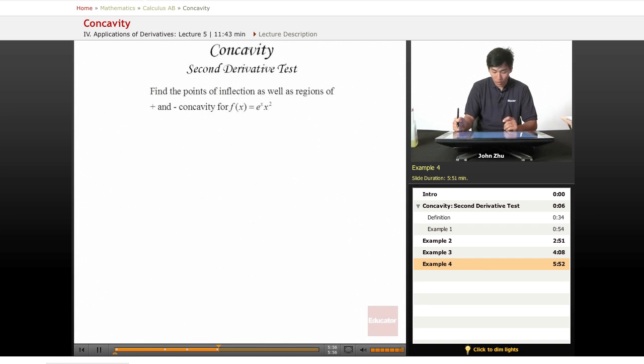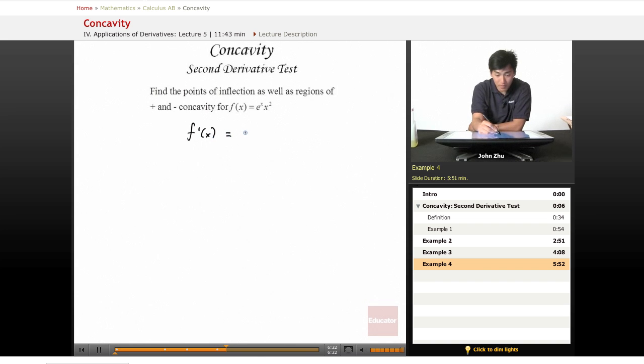For example, we're looking at the points of inflection as well as the regions of positive and negative concavity for this function. Well, we see that we might have to apply the product rule, which is okay, just a separate principle we're applying to this general method. So second derivative, let's take the first derivative.